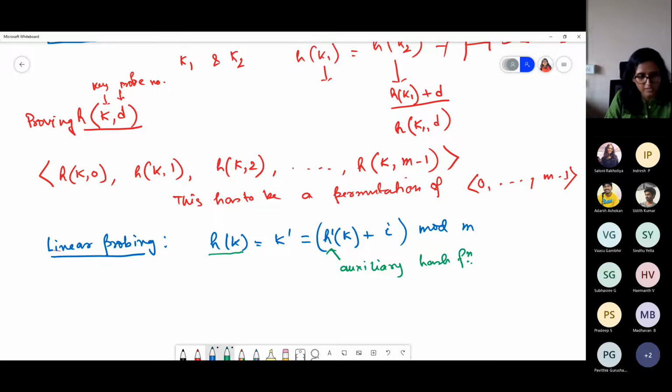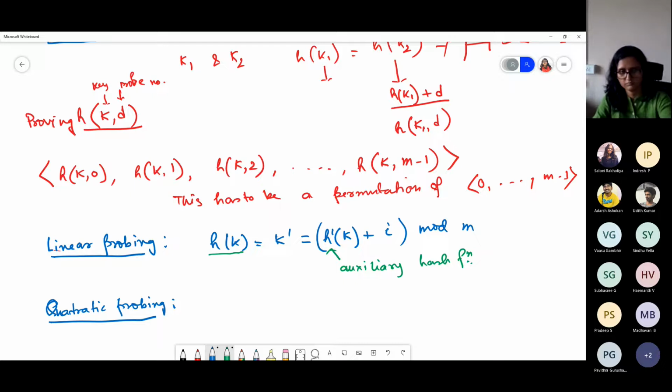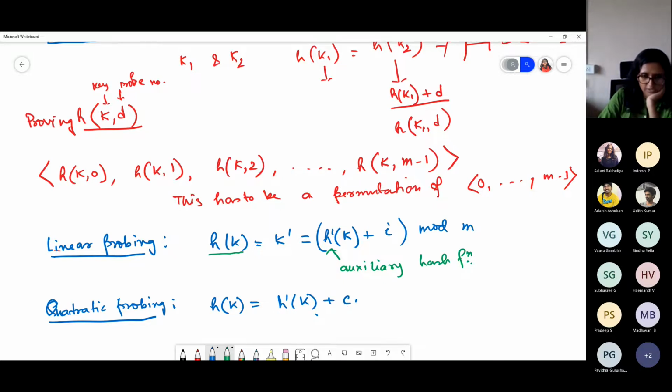So if linear is there, then similarly quadratic can be there. Quadratic probing. Quadratic means what? Depending on square. So we need something which will be squaring. So here h of k is h dash k plus c1 into i square plus c2 i, mod n.